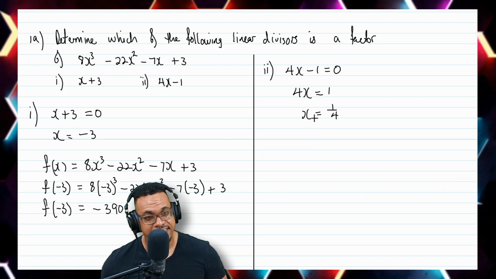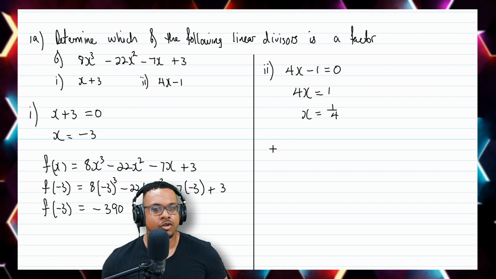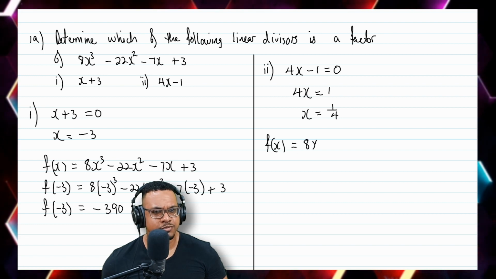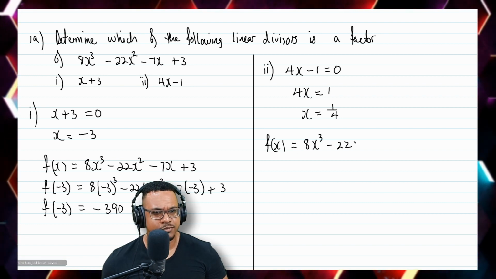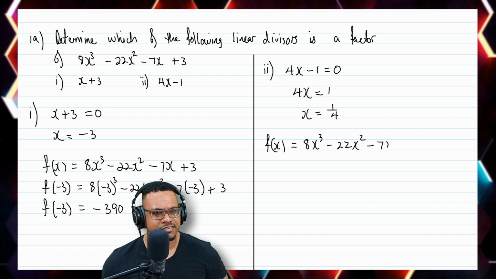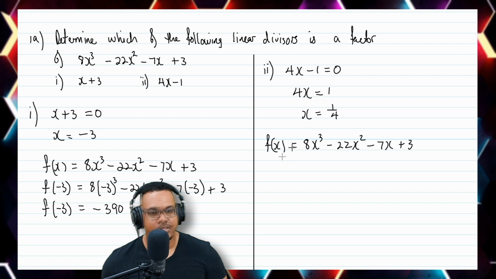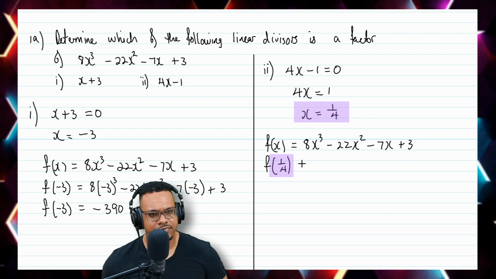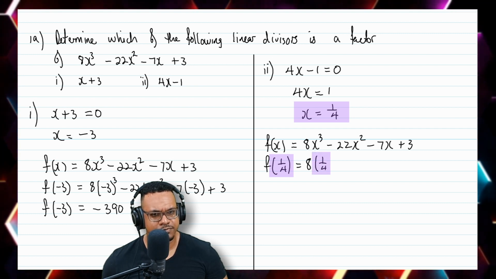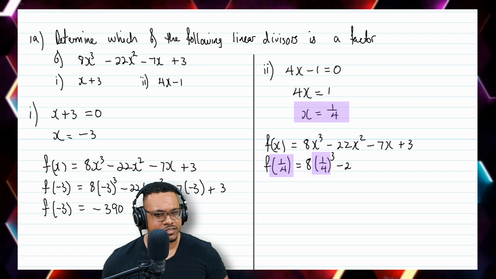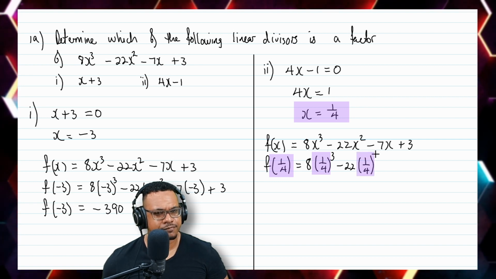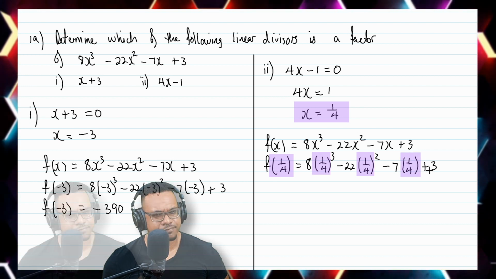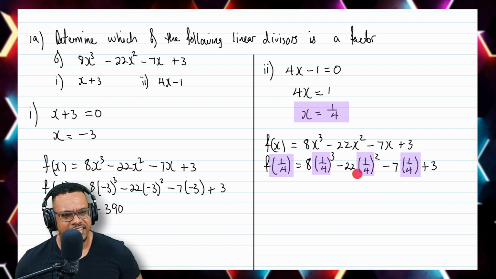And now I'm going to substitute this x equal to a quarter into my dividend. My dividend is a function of x, so f of x is equal to 8x cubed, take away 22x squared, take away 7x plus 3. I'm going to replace the x now with a quarter. So we're going to have f of a quarter is equal to 8 times a quarter cubed, take away 22 times a quarter squared, take away 7 times a quarter, plus 3. Now I can put this entire thing into the calculator and work it out.